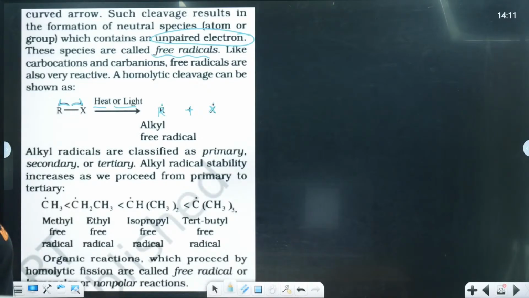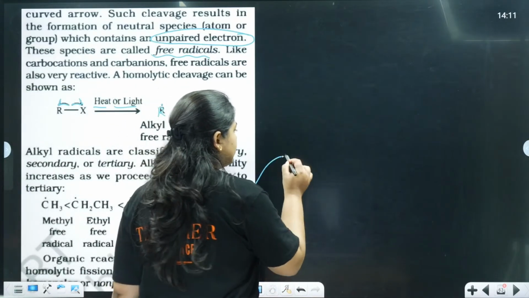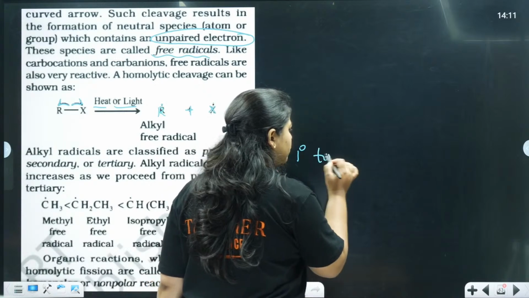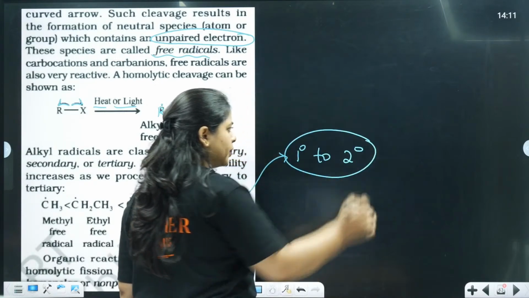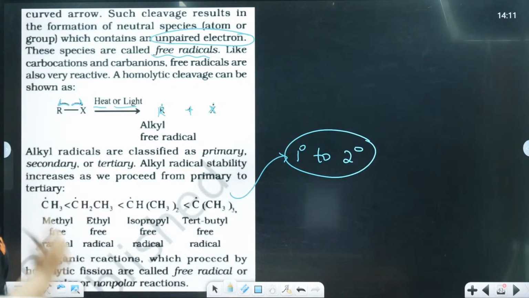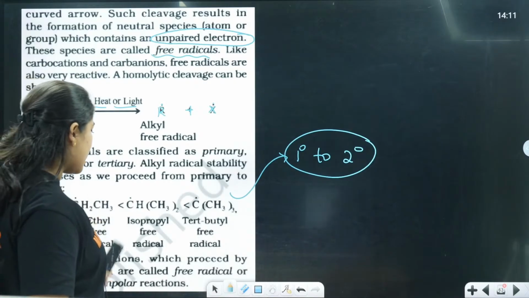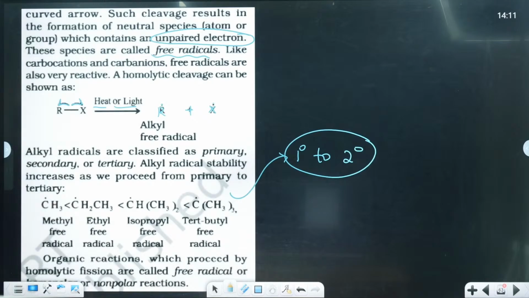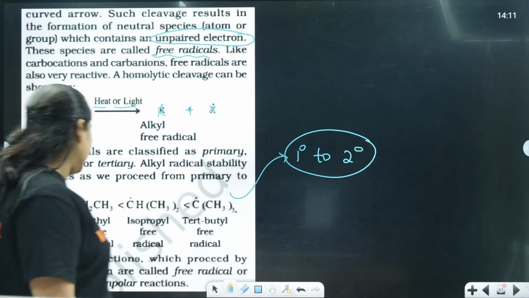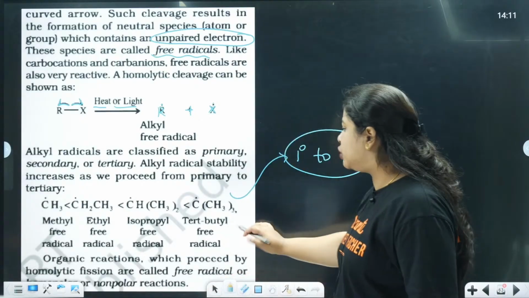Next, alkyl radicals are classified as primary, secondary or tertiary, and alkyl radical stability increases as we proceed from primary to tertiary. Okay, as we are going to proceed from where? Primary to secondary. Now here you can observe, methyl is a free radical which is the least stable, then afterwards comes ethyl as a free radical, next isopropyl as a free radical, next tert-butyl as a free radical. Clear?